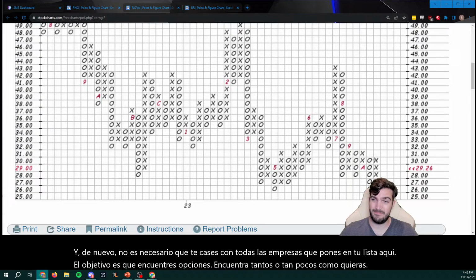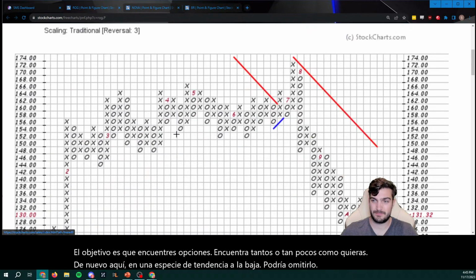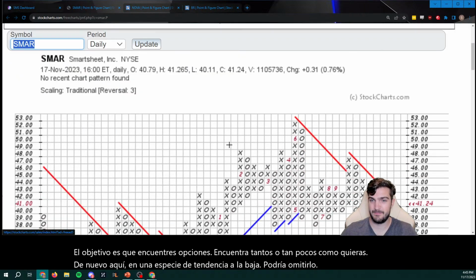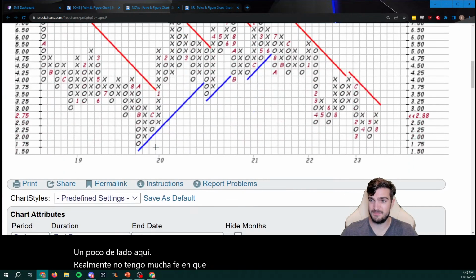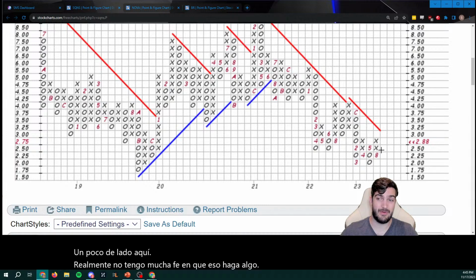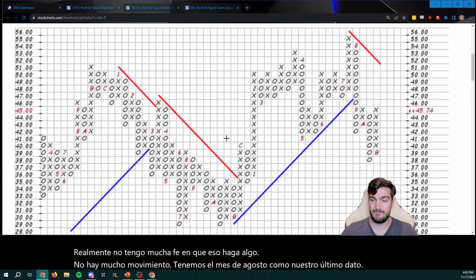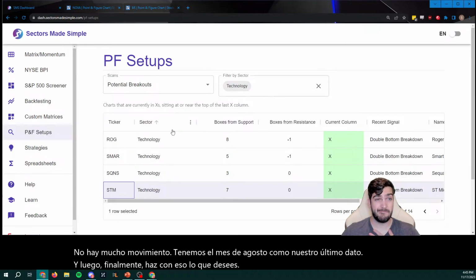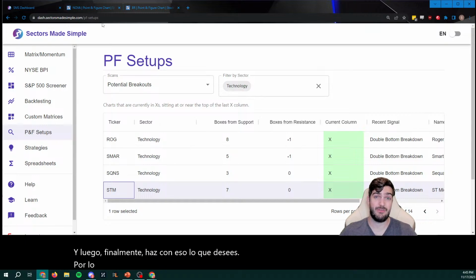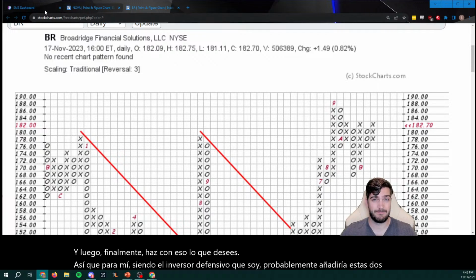Again, here, kind of in a downward trend, might skip it. Downward trend. Kind of sideways here. I don't really have much faith in that doing something. Not a lot of movement. We have August as our last piece of information. And then finally, do with that as you would wish. So for me, being the defensive investor I am, I would probably add these two companies to my watch list.